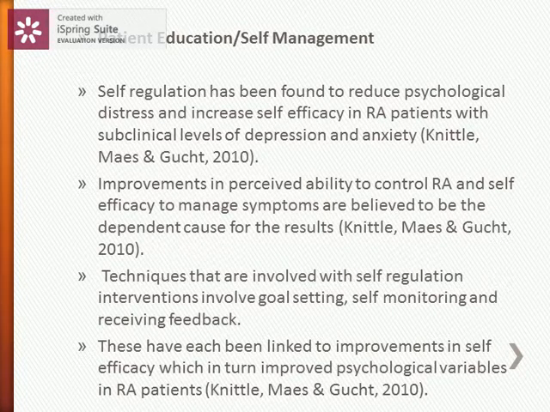Patient education, self-management. Self-regulation has been found to reduce psychological distress and increase self-efficacy in RA patients with subclinical levels of depression and anxiety. Improvements in perceived ability to control RA and self-efficacy to manage symptoms are believed to be the cause of the results. Techniques involved in self-regulation interventions include goal setting, self-monitoring, and receiving feedback. These have each been linked to improvements in self-efficacy, which in turn improved psychological variables in RA patients.